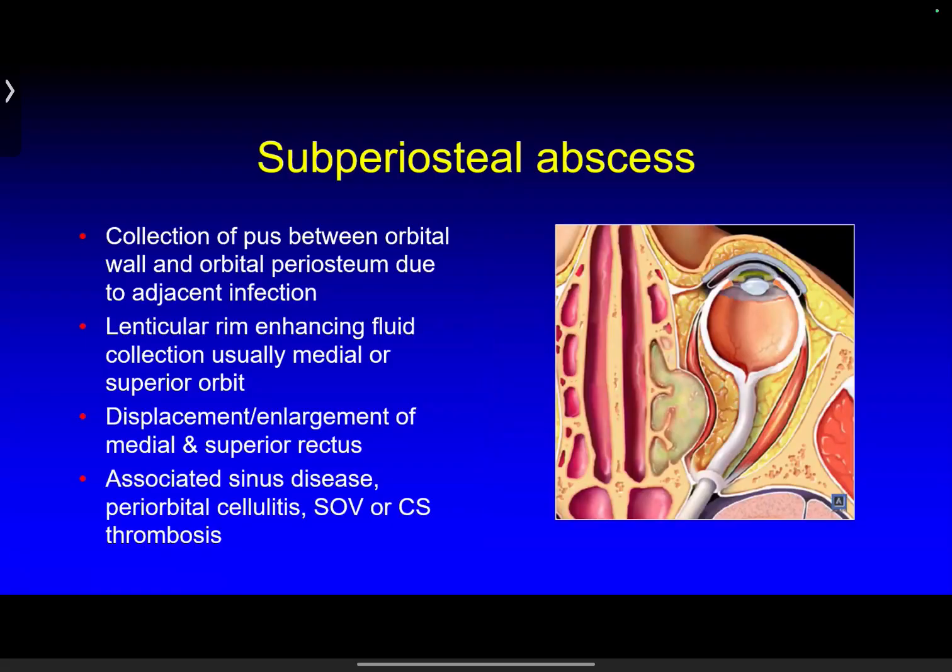So a subperiosteal abscess is a collection of pus between the orbital wall and the orbital periosteum due to an adjacent infection. You will see a lenticular rim-enhancing fluid collection, usually medial along the medial wall of the orbit or along the superior wall of the orbit. And there is displacement or enlargement of the medial and superior rectus muscles and usually associated sinus disease. Look out for those complications: periorbital cellulitis and thrombosis of the superior ophthalmic veins or cavernous sinus.